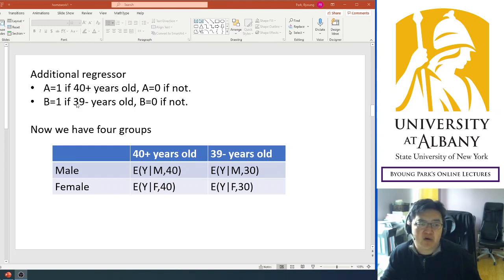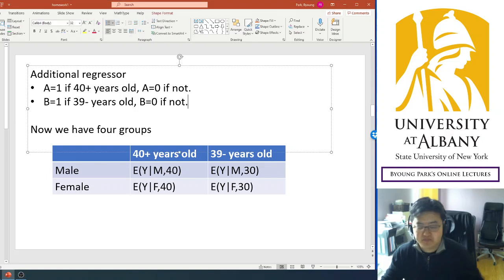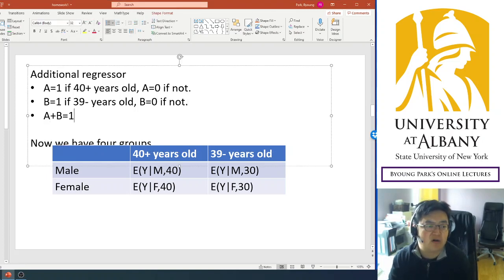So 39 or younger. Exactly the same structure as men and women. You are either 40 or 40 plus, or 39 minus. Anyone belongs to one of those two groups. So A plus B is always 1.